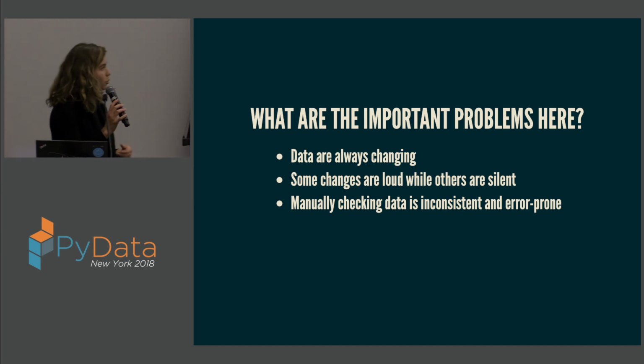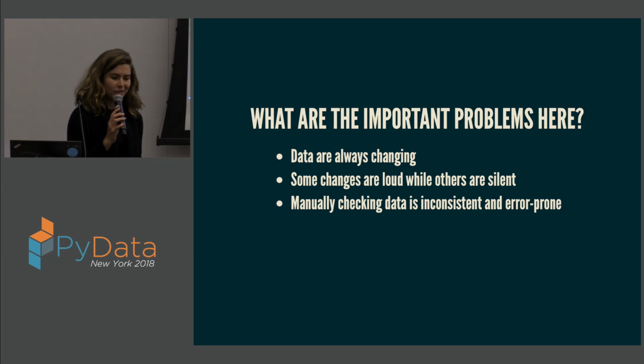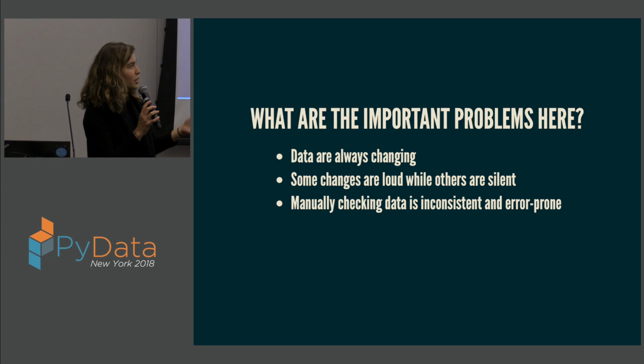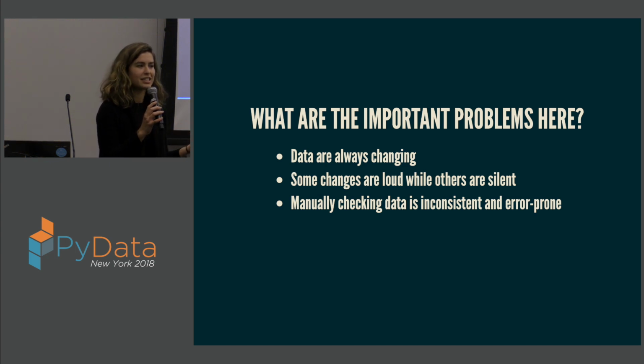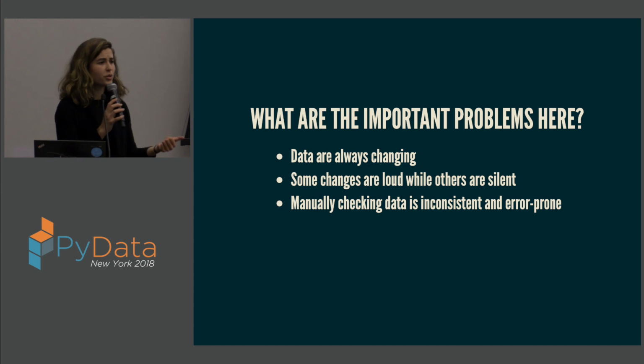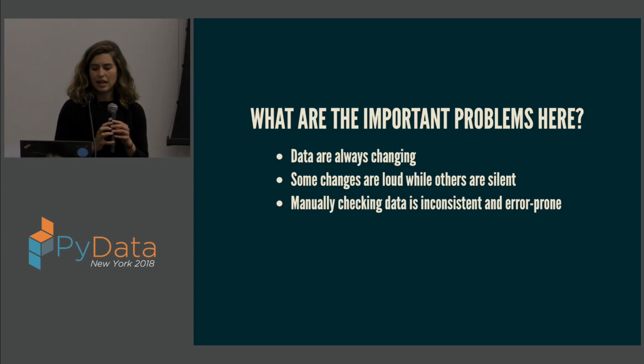So data are always changing. We have all these assumptions about data, and we're not good about writing them down and validating them. Part of that is that manually checking data is difficult. It's inconsistent and it's error prone. You have to remember to do it, and you have to remember how to do it.